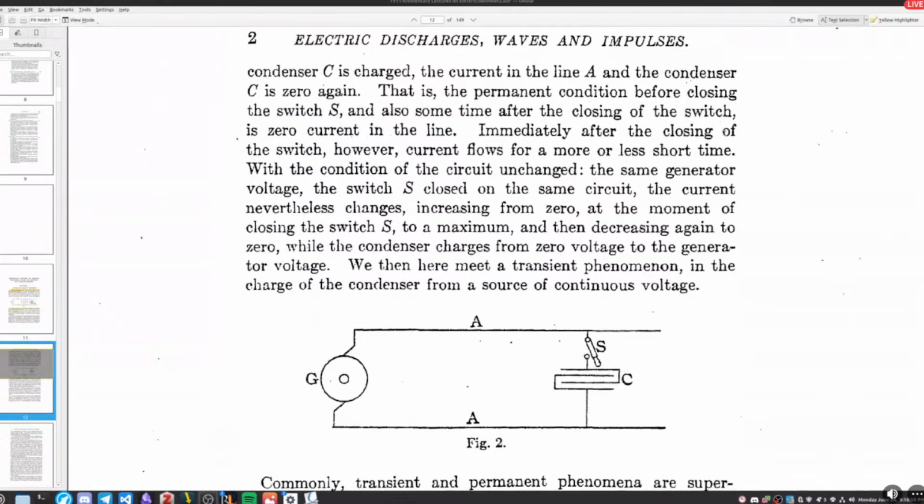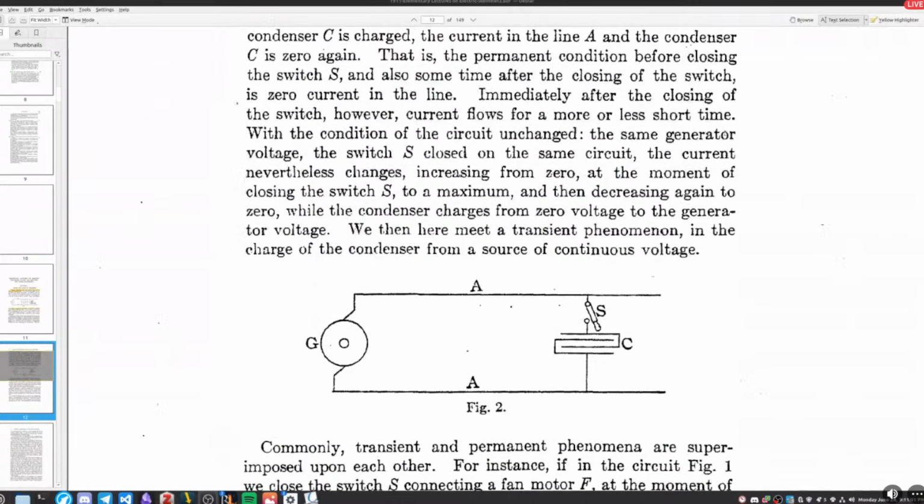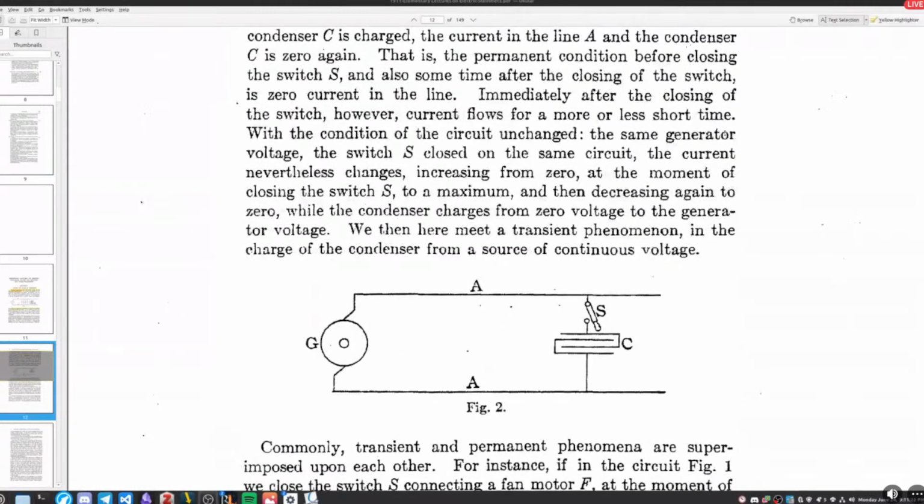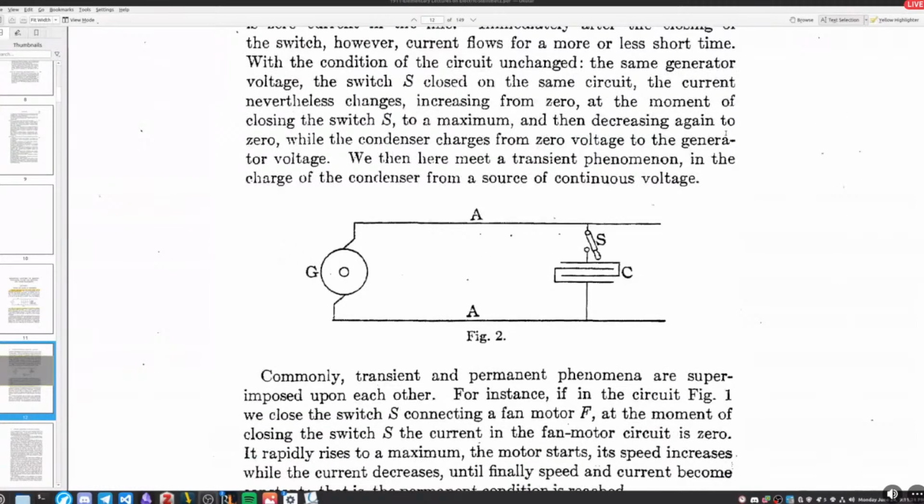For instance, if in the circuit figure 1 we close the switch S connecting a fan motor F, at the moment of closing the switch S, the current in the fan motor circuit is zero. It rapidly rises to a maximum. The motor starts, its speed increases while the current decreases until finally speed and current become constant. That is, the permanent condition is reached. The transient, therefore, appears as intermediate between two permanent conditions.